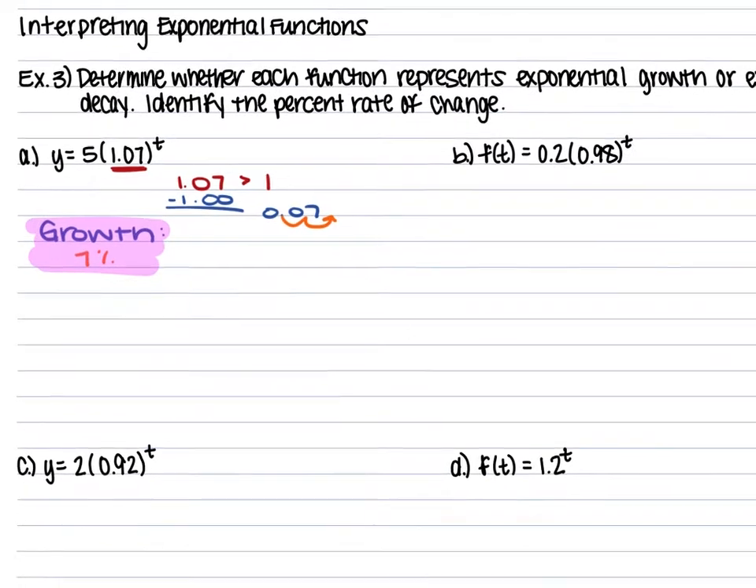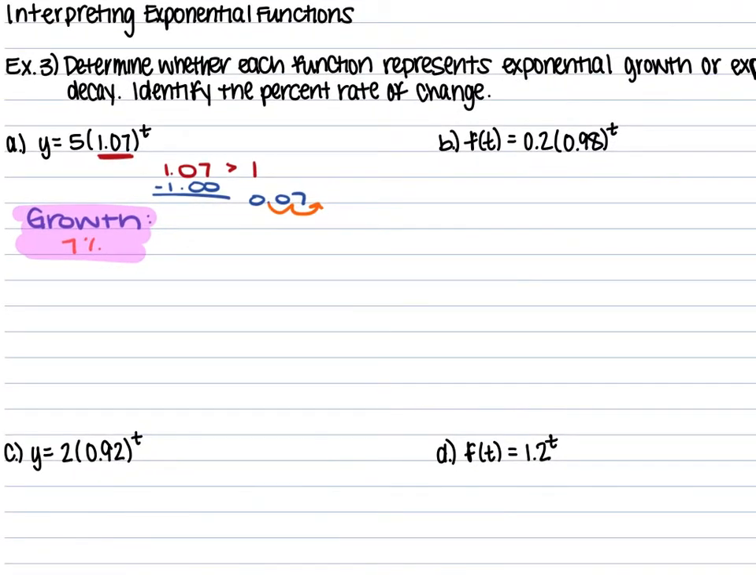So in example B, they give us f of t is equal to 0.2 times 0.98 to the power of t. That 0.98 is what's in parentheses that's being raised to the power of t, and 0.98 is less than 1. So since it's less than 1, we have a decay.